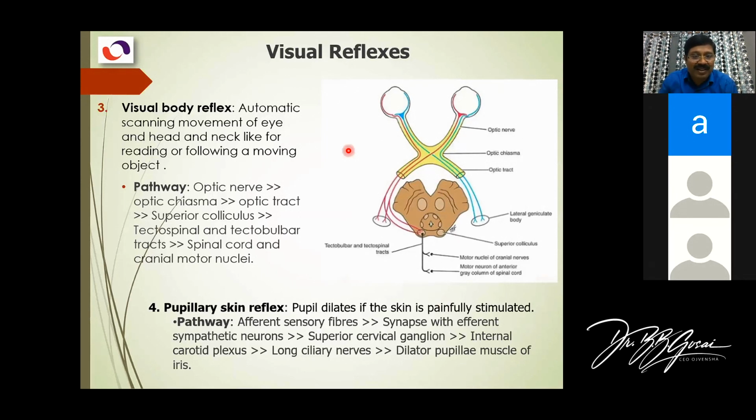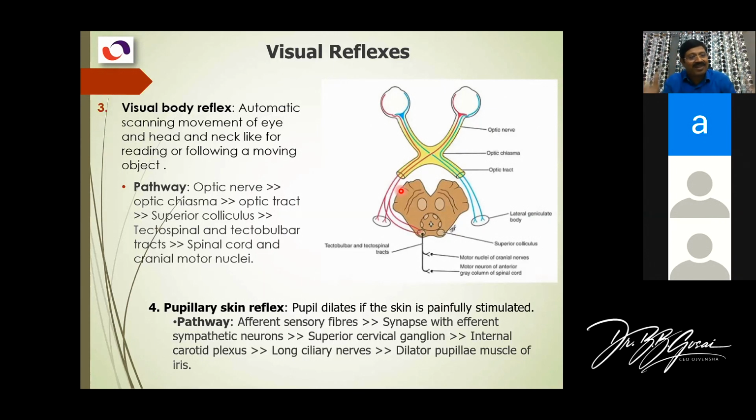Okay, I will explain the medial longitudinal fasciculus. So let's finish this, and I will go back to that point as to what is that fasciculus. So this particular reflex is mediated by the superior colliculus. So that is the tectum of the midbrain. From the tectum of the midbrain, the fibers go to the spinal cord. So that is the tectospinal tract. Okay, they are going to the head and neck.